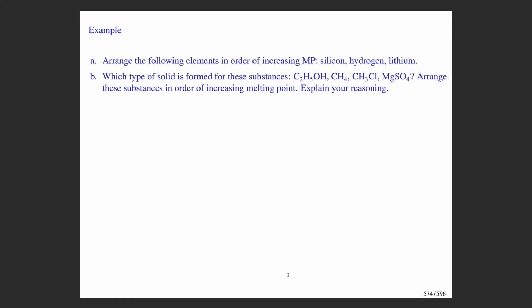Lithium is going to be a metal. I don't know if it has a particularly high melting point as far as metals go, but it would definitely be in between the two, in between the silicon and the hydrogen.